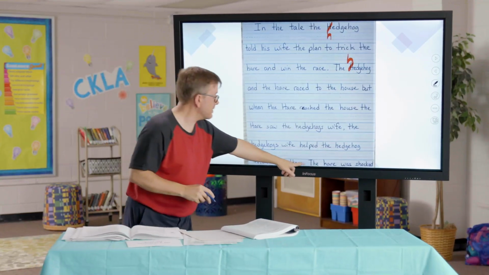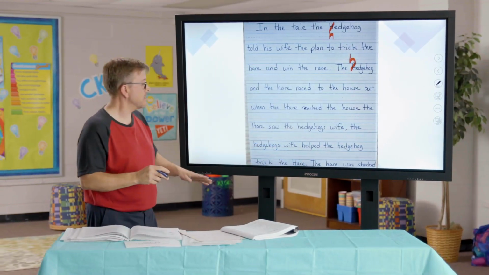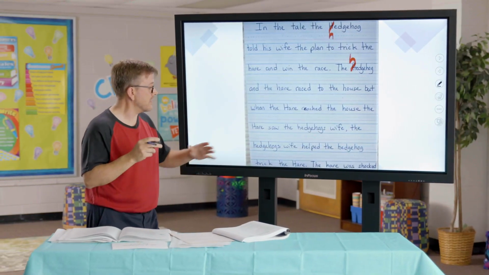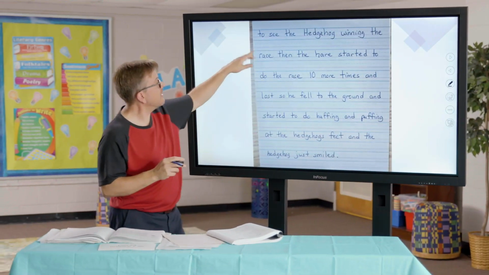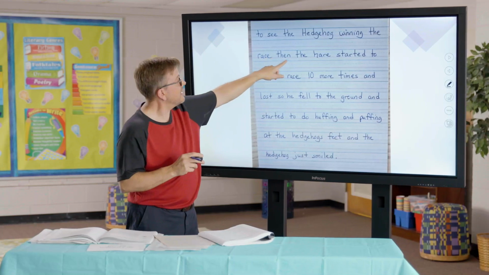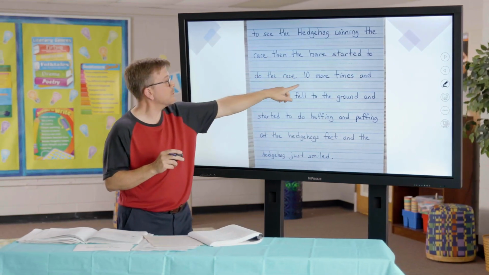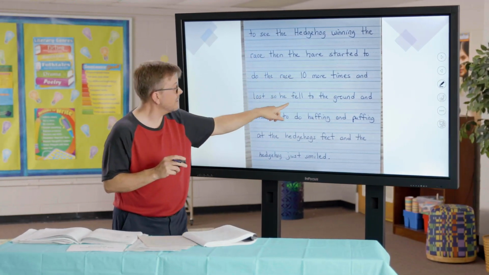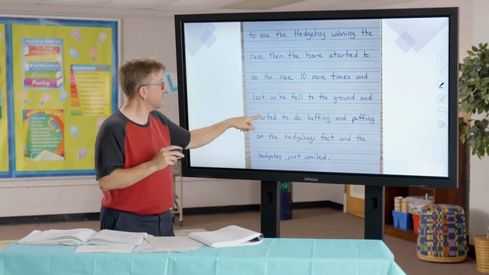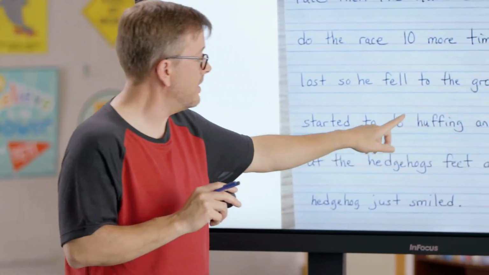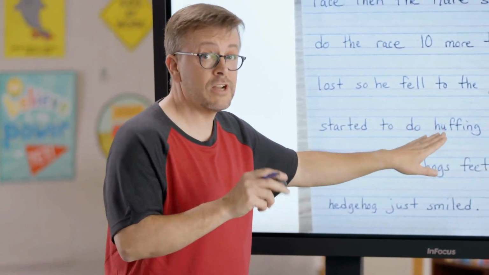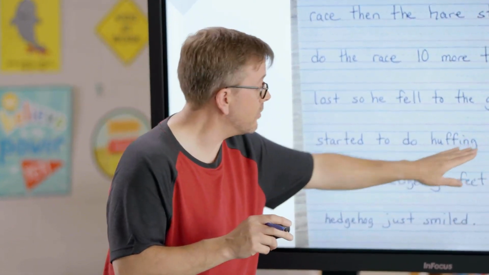So the next sentence: "The hare was shocked to see the hedgehog winning the race. Then the hare started to do the race 10 more times and lost, so he fell to the ground and started to do huffing and puffing." Okay, both of those were spelled right because our base words have double consonants. All we have to do is add the ing, so those are right.